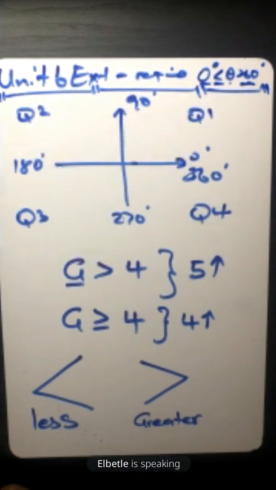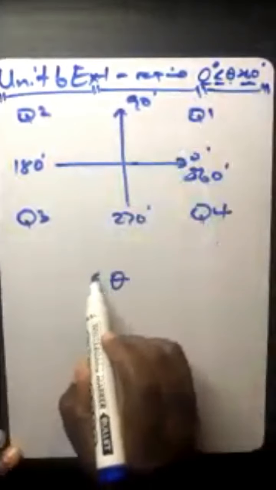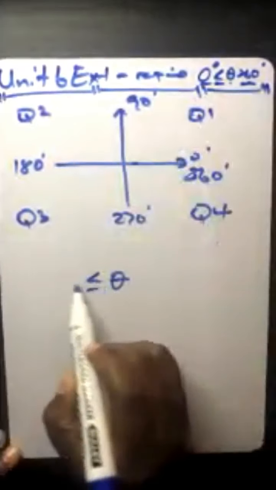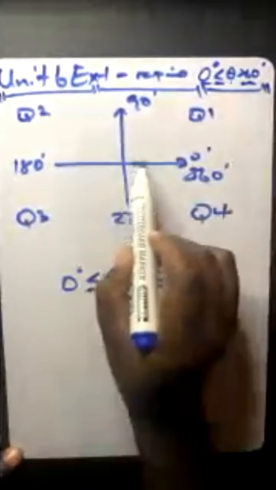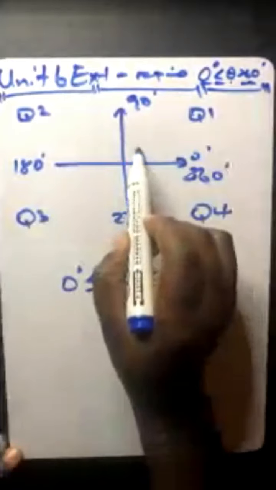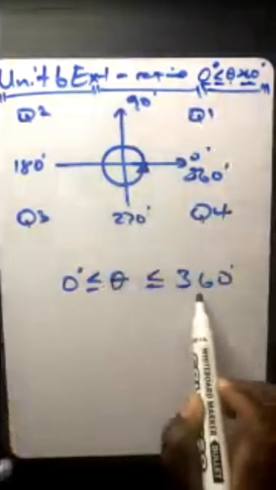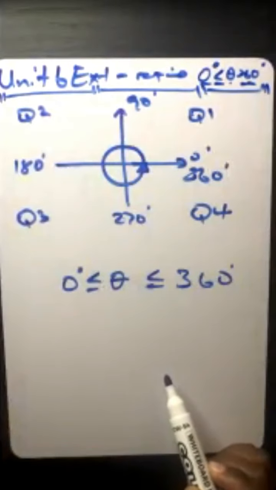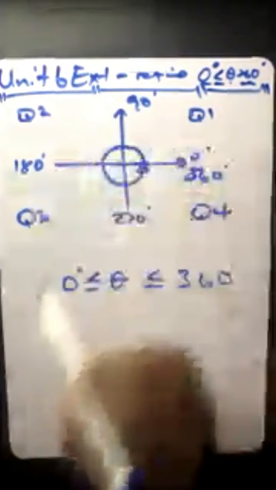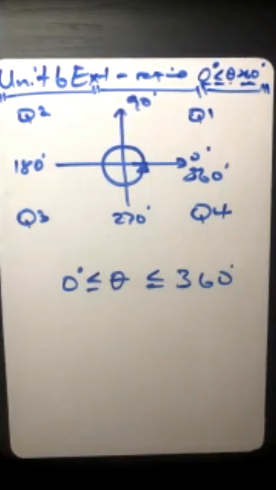So what I wanted to explain there is that when they say the angle is between 0 degrees and 360 degrees, they are simply saying starting from 0, so that means 0 is included, all the way up to 360 degrees, meaning 360 degrees is also included, when we are dealing with this part, which is extending ratios.